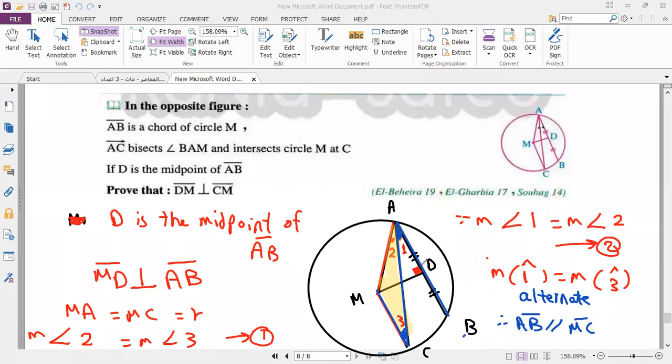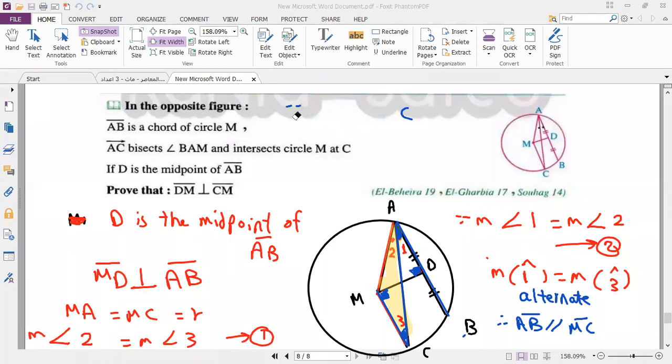And because they are parallel and we have an angle here of size 90, this angle is going to be 90 because they are parallel. As you see here, this angle is 90, so this angle is going to be 90. Why is that again? Because they are two parallel lines. So since AB is parallel to MC, and the measure of angle ADM is 90, the measure of angle DMC equals 90, alternate angles.